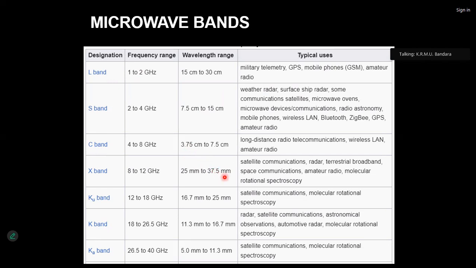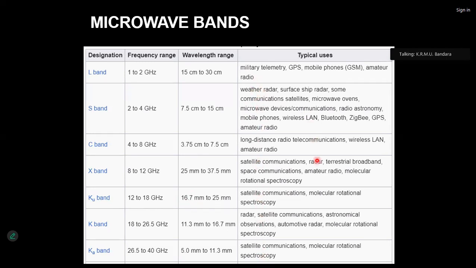Same, huh? This is millimeter, this is centimeter. This multiplied by 10, going to the 25 millimeter. Then again K, going back. Here going down, 25 to 16. So you can see different bands, different applications.